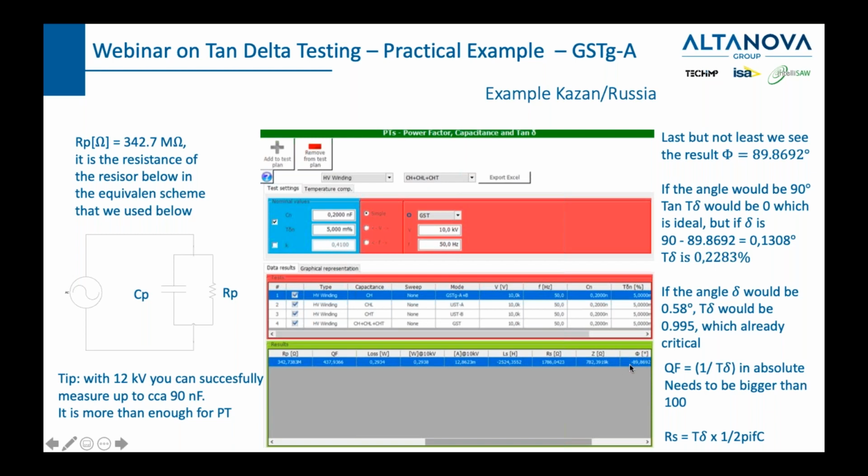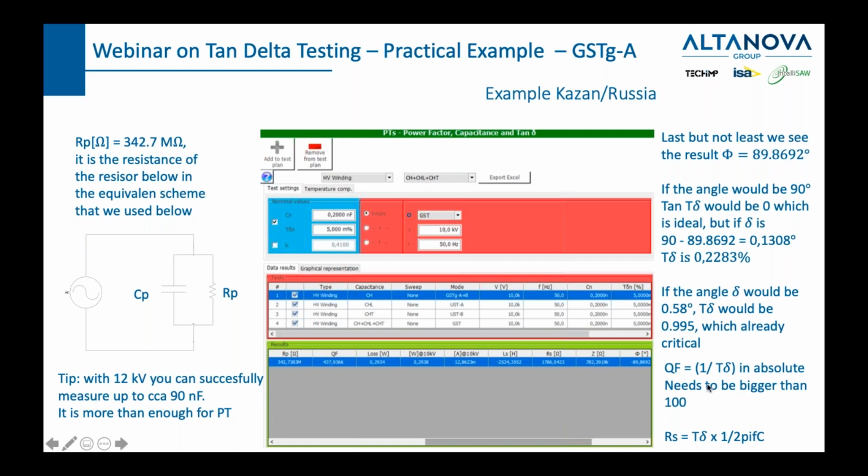The last parameter is the one I particularly like. It's the phase shift. So this phase shift in this particular case for this measurement was not 90, that would be ideal. It was 89.8692. So the difference between 90 and 89.8692 is the angle out of which tan delta is 0.2283.